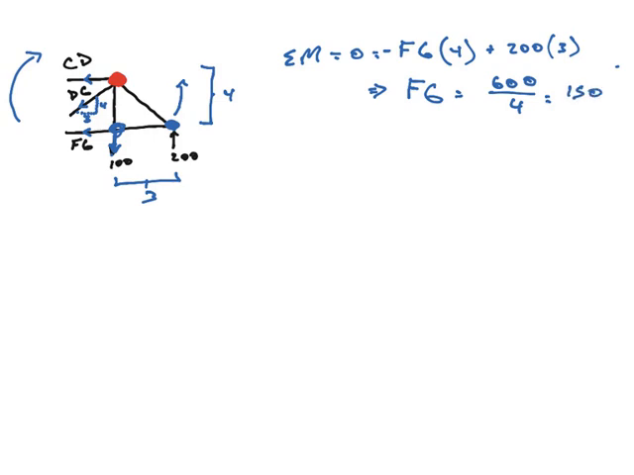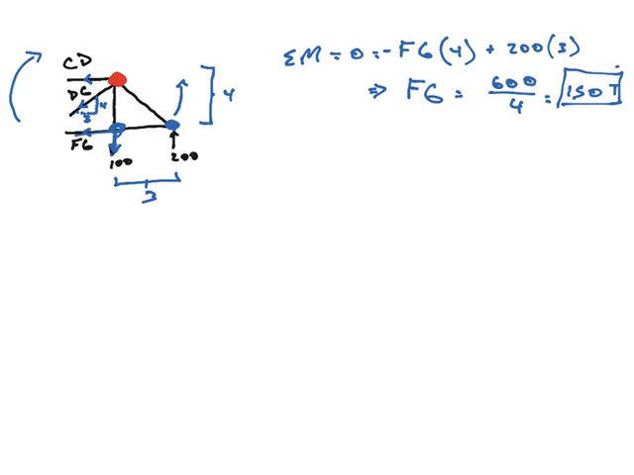150 positive. Positive means counterclockwise, or I should say, I'm sorry. Positive means the direction I chose was correct. I had chosen tension for FG, so FG is indeed in tension. We've got one of our 3 unknowns finished.